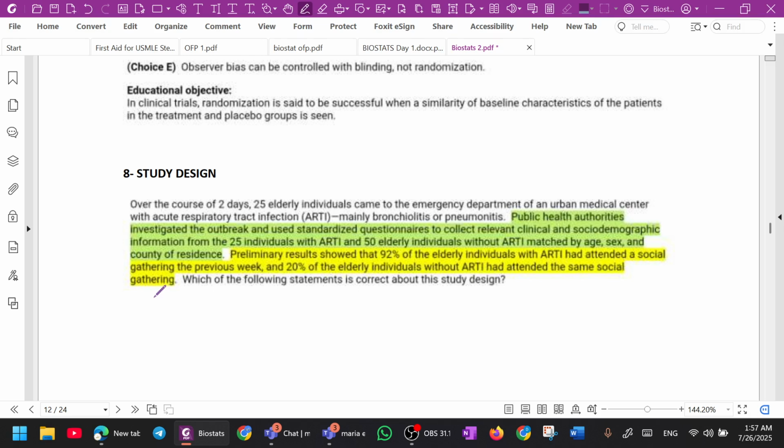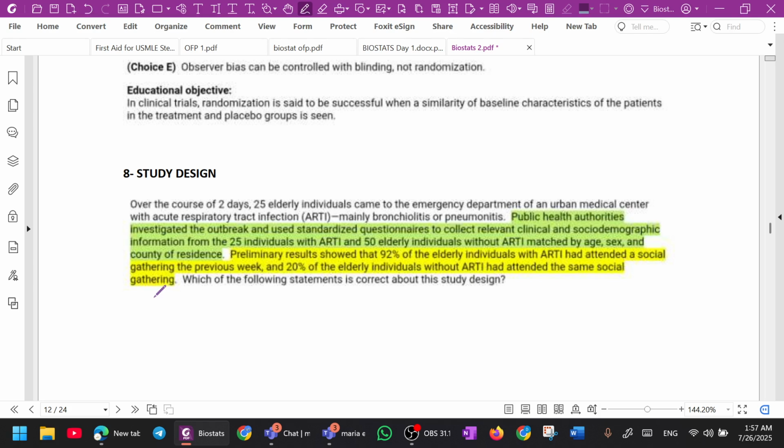Wait, what is the question? Oh, the answer to the question is here. Okay, go ahead. Over the course of 2 days, 25 elderly individuals came to the emergency department of an urban medical center with acute respiratory tract infection, mainly bronchiolitis and pneumonitis.